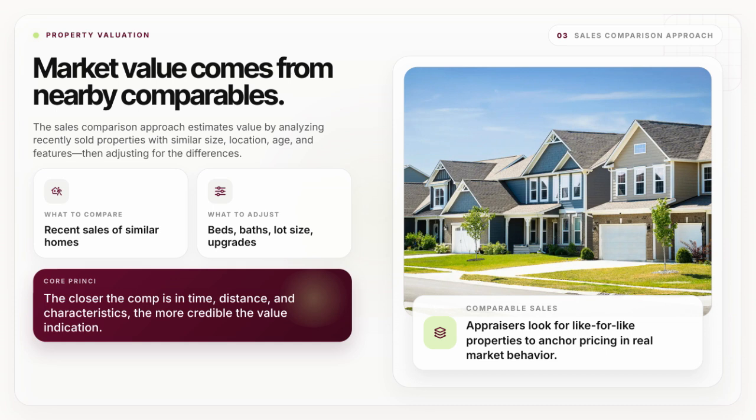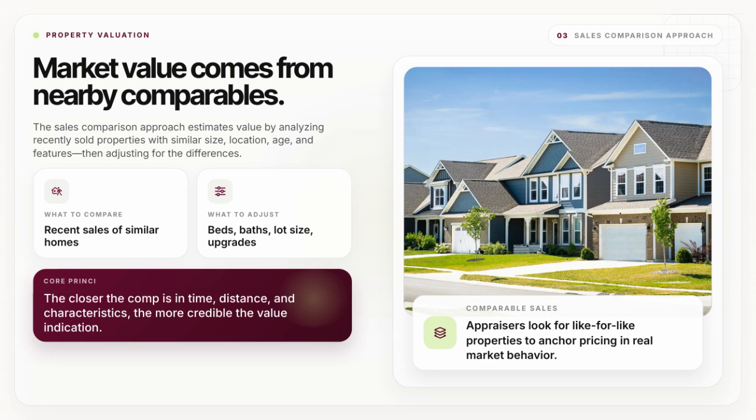One of the most important things to understand is what to compare and what to adjust. We look at recent sales of similar homes and then adjust for any variations between those properties and the one being appraised to ensure accuracy. The core principle here is that the closer the comparable property is in terms of time, meaning sales happened recently, distance, and characteristics, the more reliable that value indication will be. Appraisers always aim to find like-for-like properties to base their pricing on real market behavior, rather than just theoretical estimates. This methodology provides a grounded and credible approach to property valuation, helping both buyers and sellers have confidence in the estimated market value.